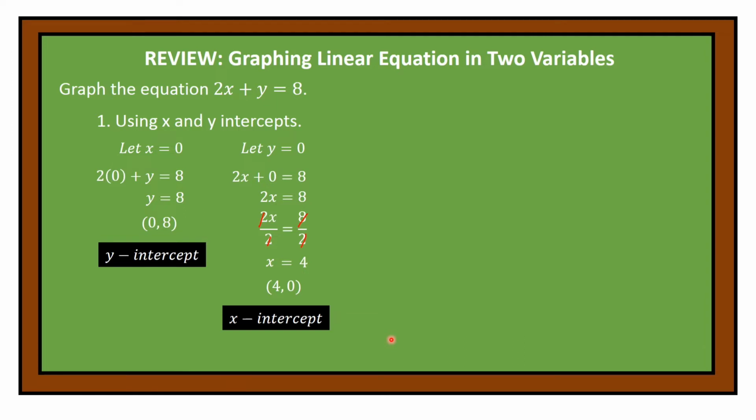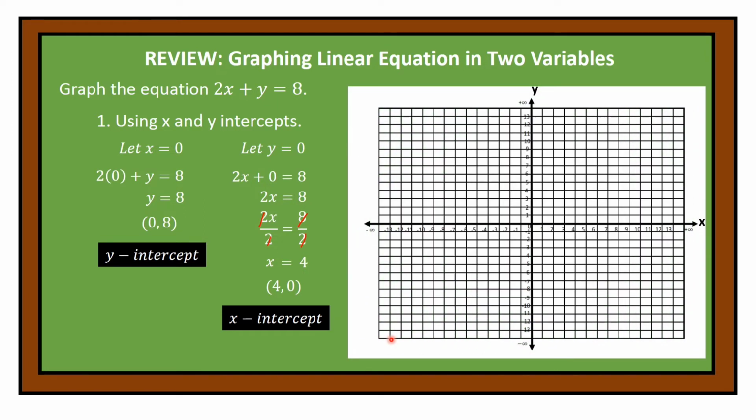So, i-graph natin ang ating equation. So, first, we have here our y-intercept which is equal to 8. So, pag y-intercept, nasa y-axis. And then, ang atin namang x-intercept ay 4, nasa x-axis. Okay, since meron na tayong 2 points, we can now connect this using a straight line.